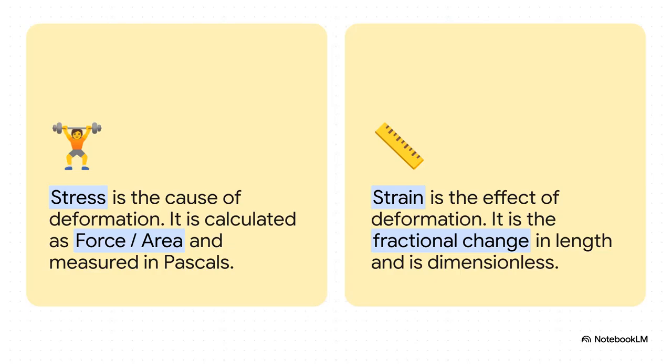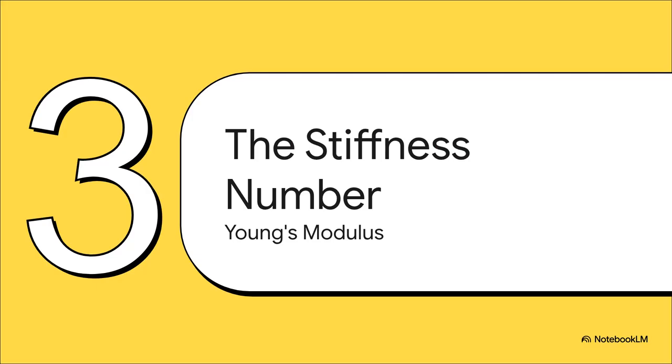So let's just nail this down, because it's absolutely crucial. Stress is what you apply to an object. It's the cause. Strain is how the object reacts. It's the effect. You apply stress and you get strain. Got it? Good.